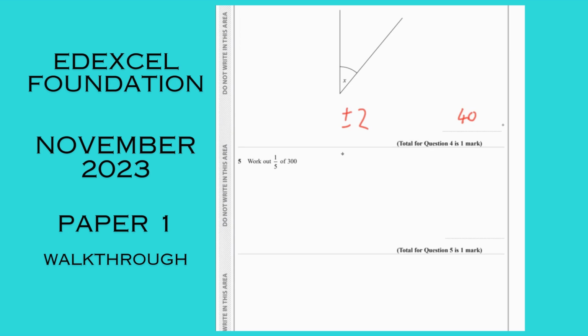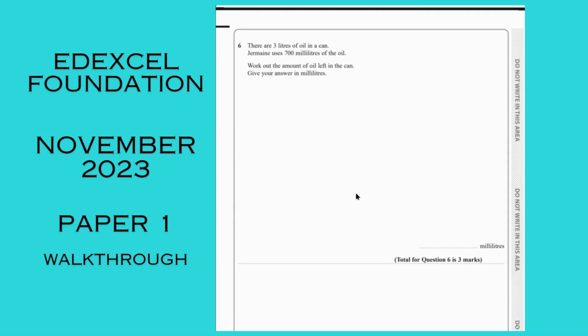Number 5, mental arithmetic. 30 divided by 5 is 6. So 300 will be 10 times bigger. Obviously, if you want to go bus stop, etc., feel free. You're entirely welcome to whatever way you prefer.